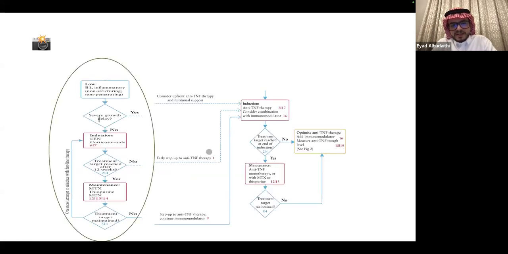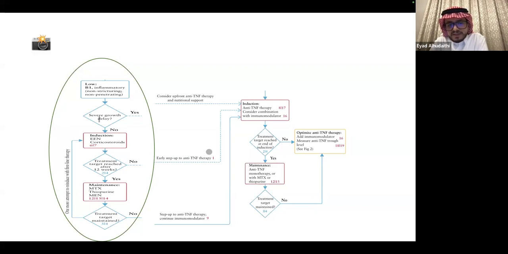And as you can see here, this is from the ECCO 2021 guideline for approaching Crohn disease patients. If you have a low risk Crohn disease and he has no severe growth delay, we are still talking about low risk. So you will start your induction with either EN or corticosteroid, and we know that EN is our preference.